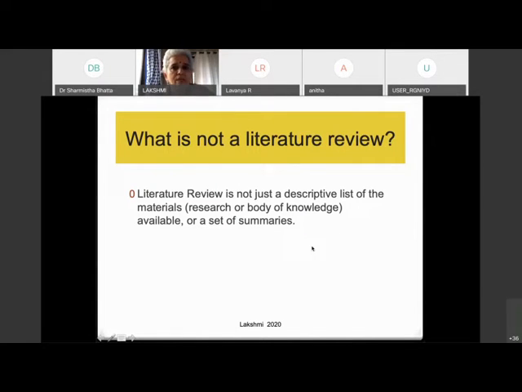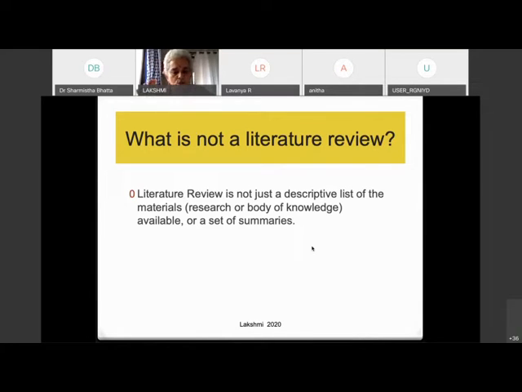So before we talk about what is literature review, I think it's good to say what is not a literature review. Okay. A literature review is not just a descriptive list of materials, which basically pull together or compile research or body of knowledge available, or a set of summaries. And we would often find research papers, or books published by not so well known publishers, having chapters called literature review chapters, where the authors literally have paragraphs written about each material that they have read.